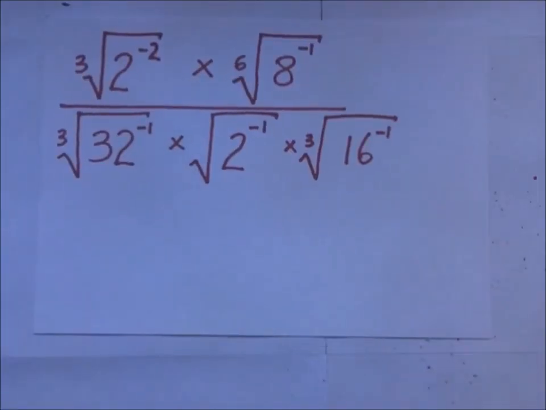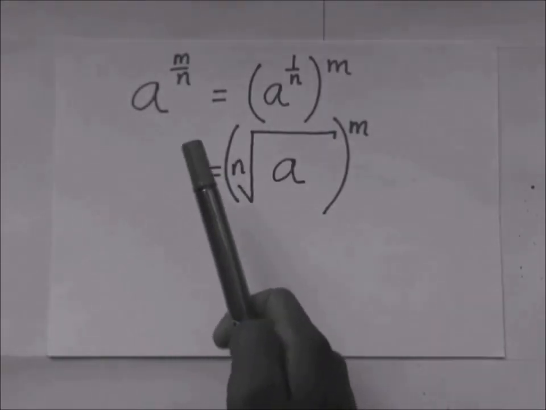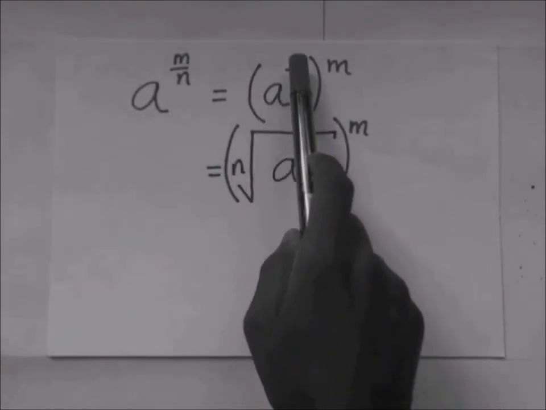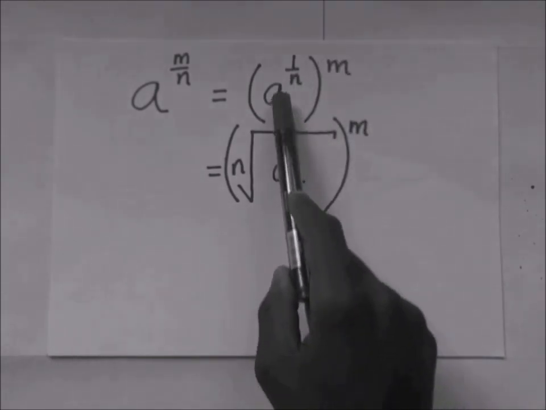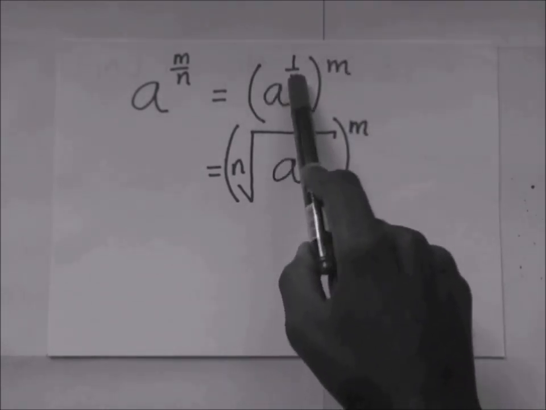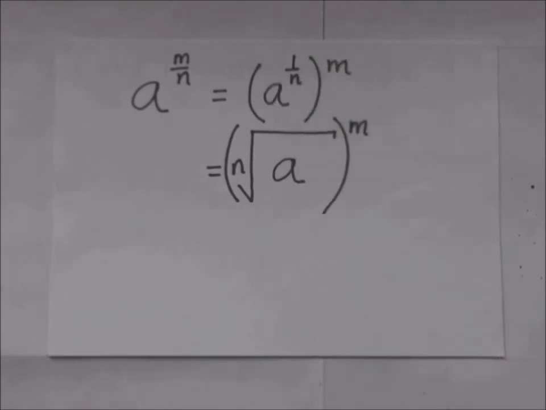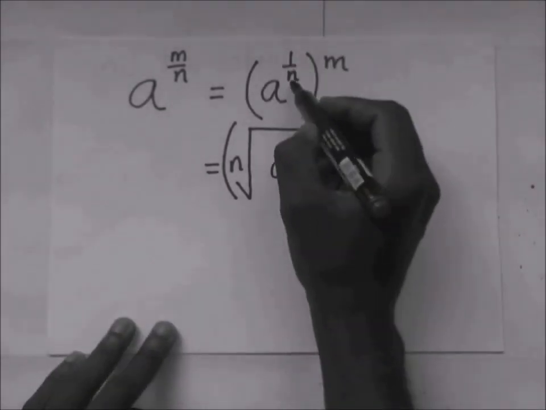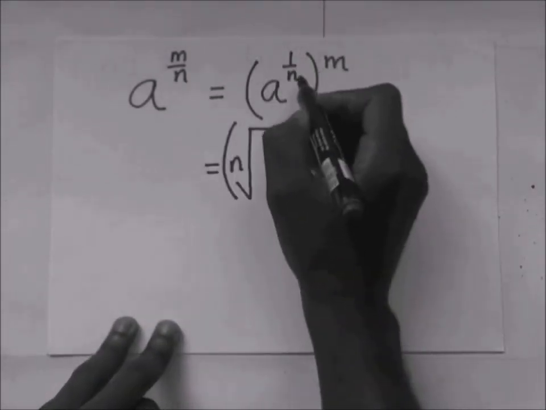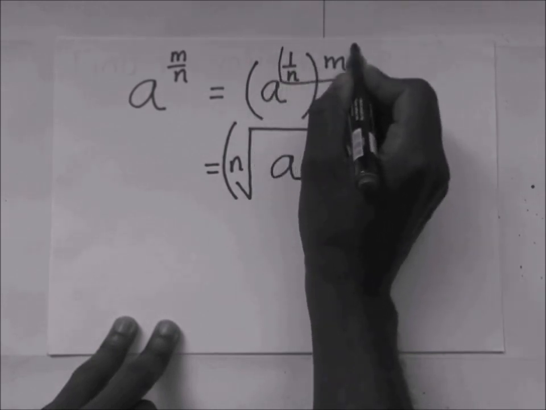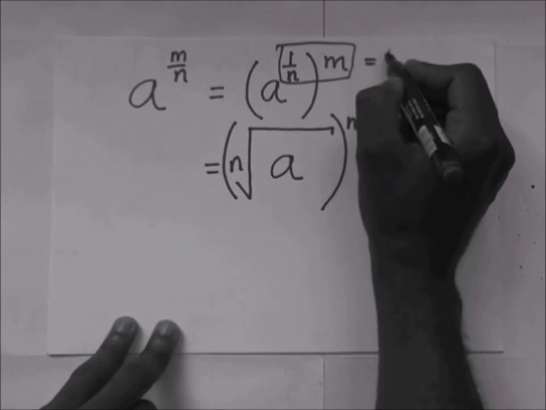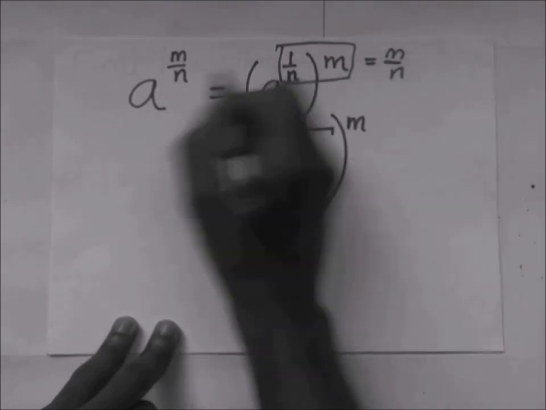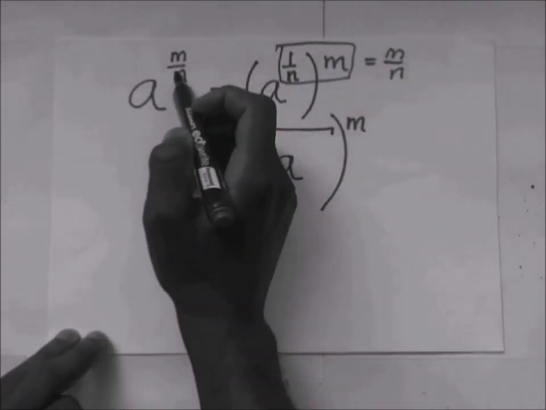Please take note of what we did in our previous video. a to the power m over n is the same as a to the power 1 over n times m, and this is the same as the nth root of a to the power m. In other words, if you look at this, 1 over n times m is actually m over n, which brings us back to this.